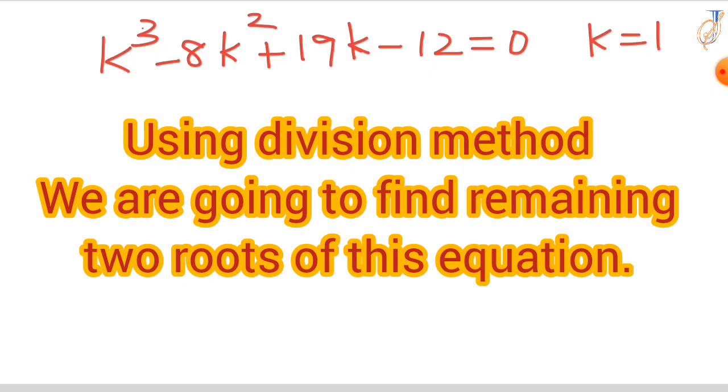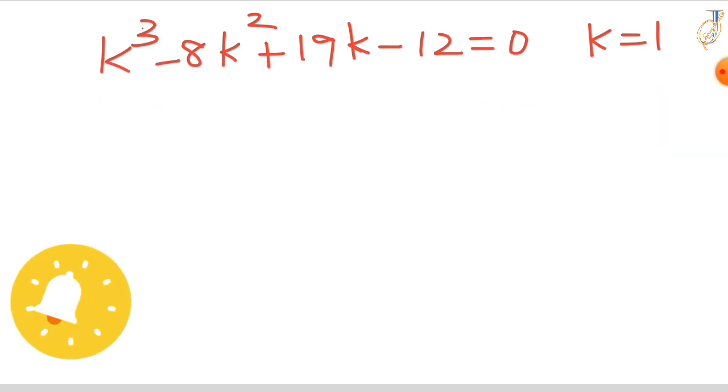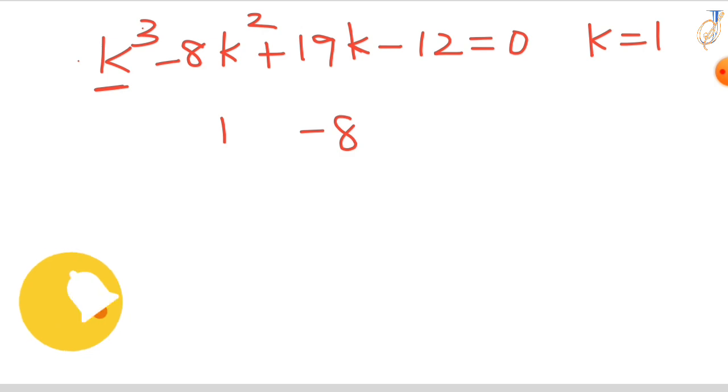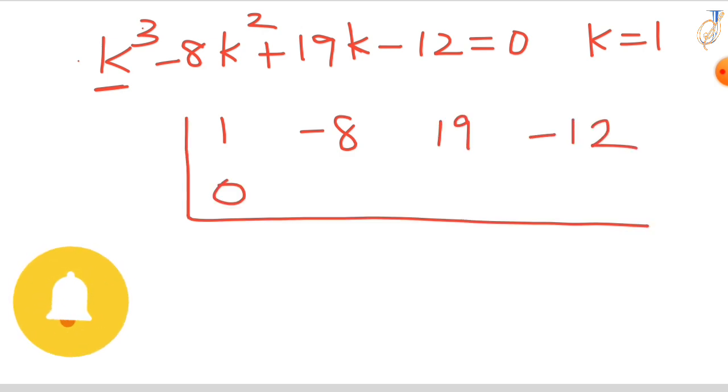Now, using the division method, for that take all the coefficients of k. K power 3, the coefficient is 1, so just write 1. K power 2, the coefficient is minus 8, just write minus 8. K coefficient is 19, that is plus 19. The constant is minus 12. So our first root is 1, so go with 1.